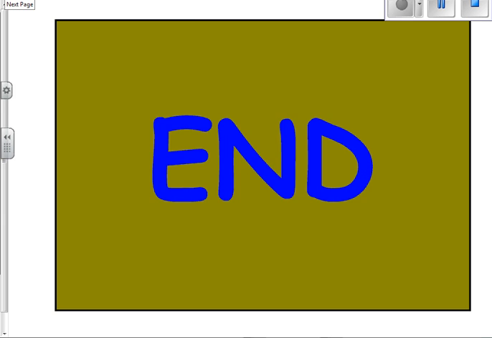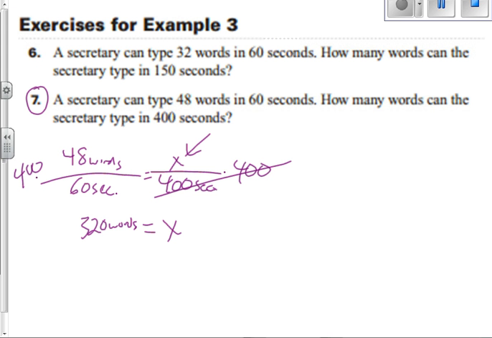That is the end. So that ends that video, which is 2.6, ratios and proportions. So 2.7 is solving proportions using the cross product, and this is what I was showing you before, but we'll get into that next video.